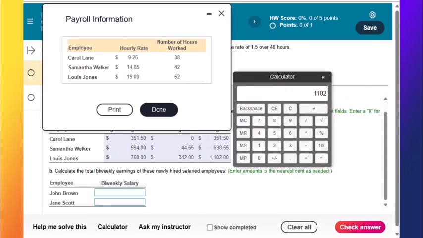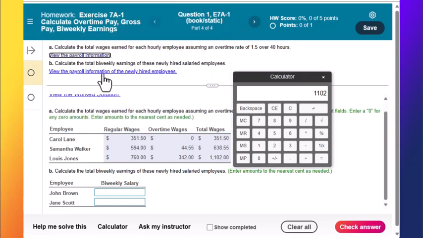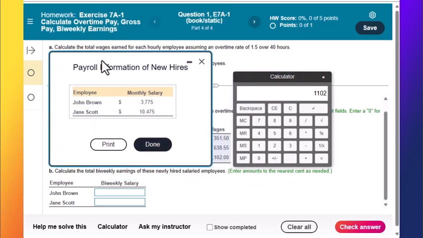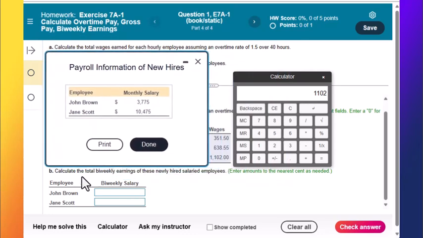So now we're going to move on to part B. So let's close out of the table from A and open up part B here. Excellent. So calculate the total biweekly earnings of these newly hired salaried employees. Enter amounts to the nearest cent as needed. So these salaried employees are paid a flat fixed rate. So what does that flat fixed rate mean? It means that they get to work overtime, however, they do not get paid for that overtime.